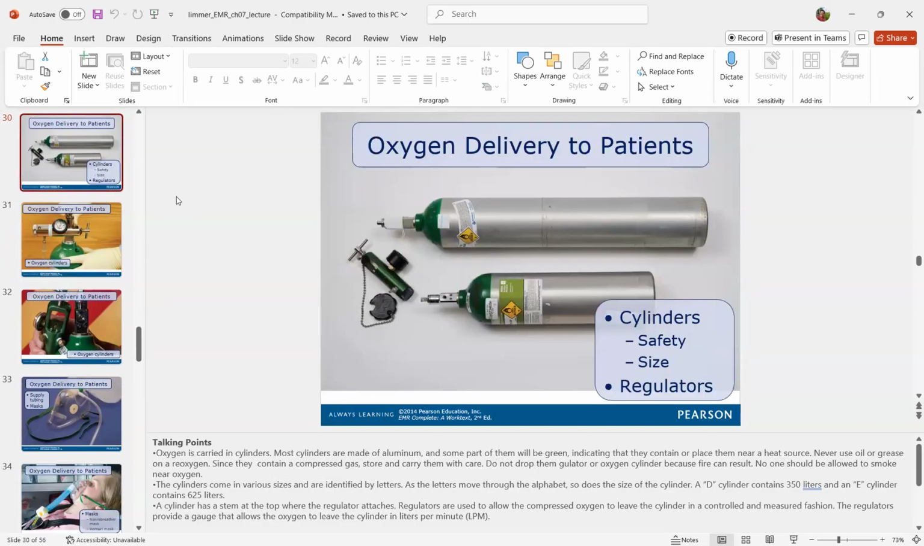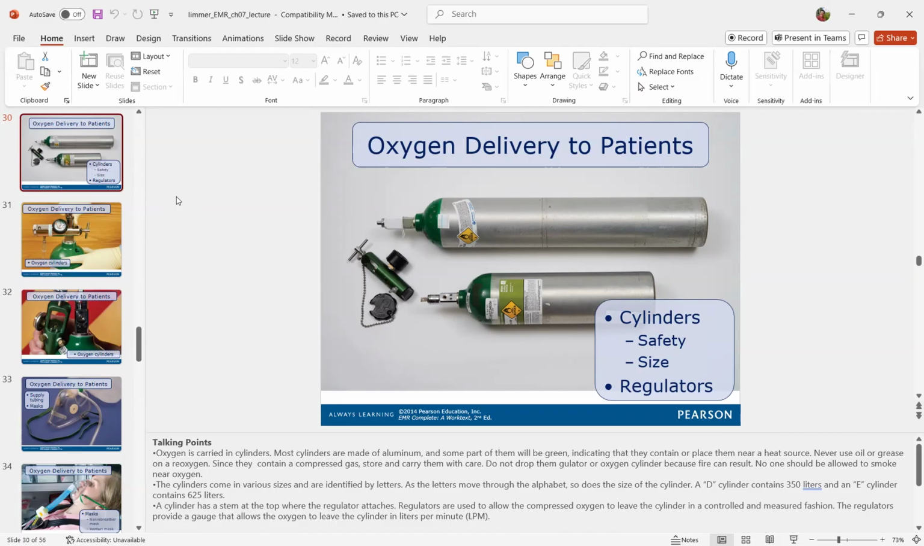Oxygen tanks, you'll see these in the houses probably where you guys are going. Oxygen is carried in cylinders. Most cylinders are made of aluminum. Some part of them should be green, indicating that they contain oxygen. We're not going to put them by a heat source, but if they have green on them, they're typically oxygen. We're not going to use oil or grease on these. They contain a compressed gas, so we're going to store and carry them with care. We're not going to drop them.